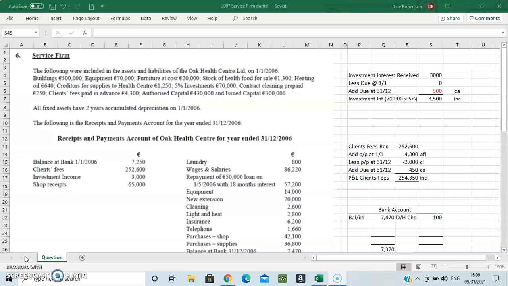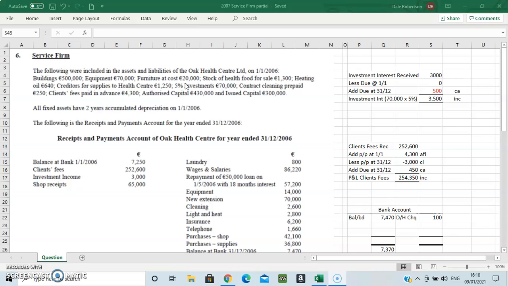This is just a quick video to explain some of the small differences in this 2007 service firm account question from the previous more basic questions that were completed. In the 2007 question, which is for a company called Oak Health Centre Limited, you have all of the information up at the top, all of the assets and all of the liabilities.